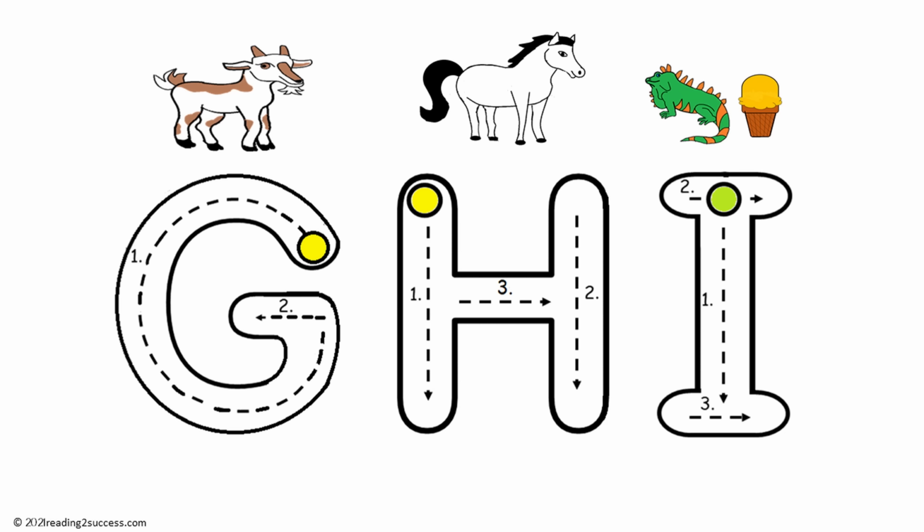In this letter card, we have 3 letters, G, H, and I. G is a consonant, and it makes the sound G, as in goat. H is a consonant, and it makes a sound as in horse. And I is a vowel. It has 2 sounds. First, the short sound is I, as in iguana, and the long sound is I, as in ice cream.